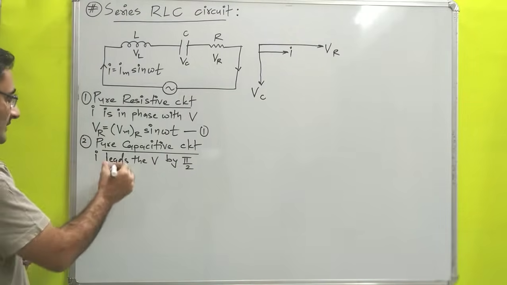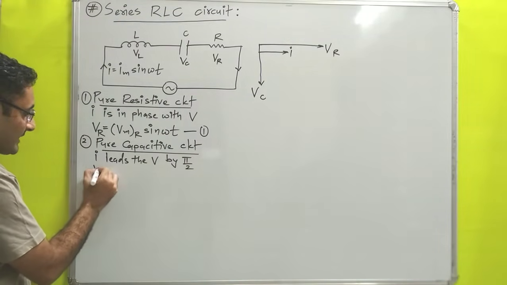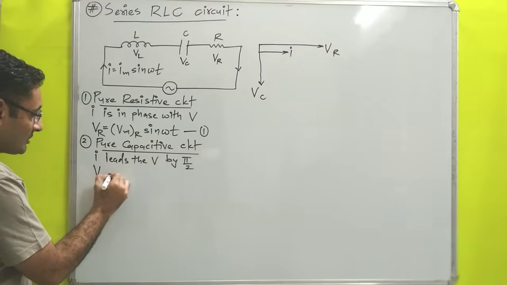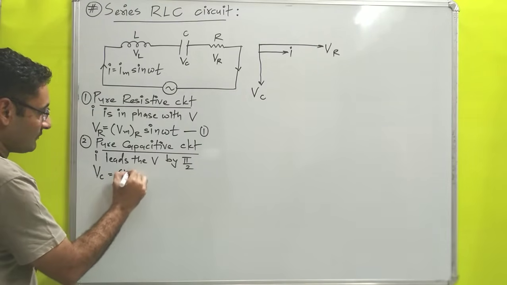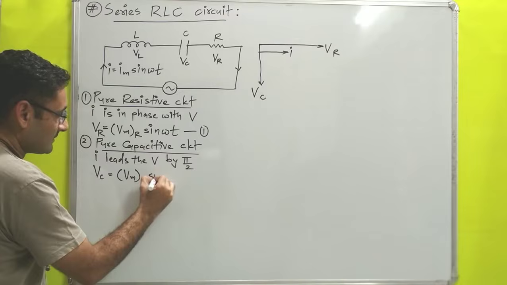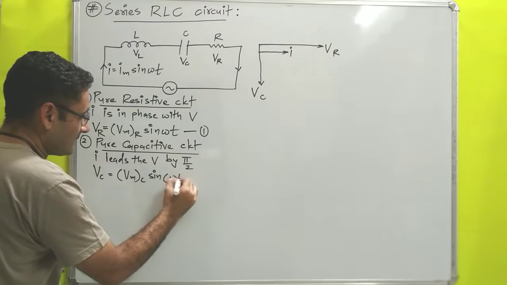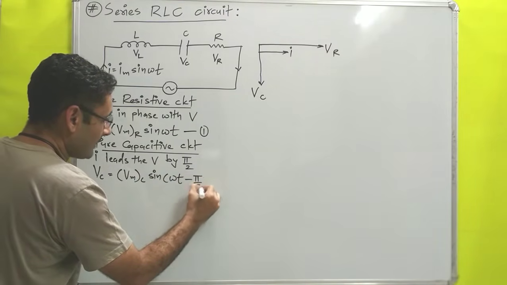Okay, now if we want to write down the equation, I can write like this: the potential across the capacitor is equal to Vm of C sine of omega t minus pi by 2.